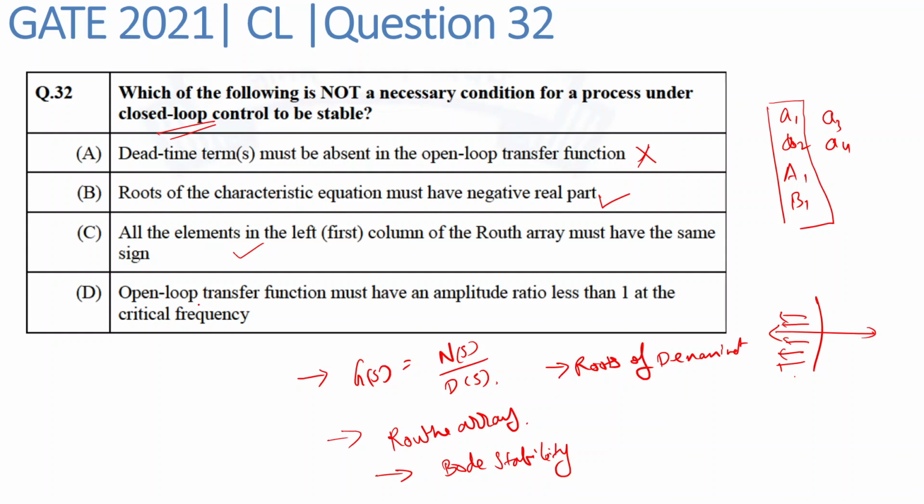Then option D is: open loop transfer function must have an amplitude ratio less than 1 at critical frequency. So based on this Bode stability criterion, we studied that this condition must be satisfied. So options B, C, and D are necessary conditions for a system to be stable. And in the question, we have been asked which of the following is not a necessary condition for the closed loop system to be stable. That is why we can select option A, since it is not a necessary condition for the system to be stable.